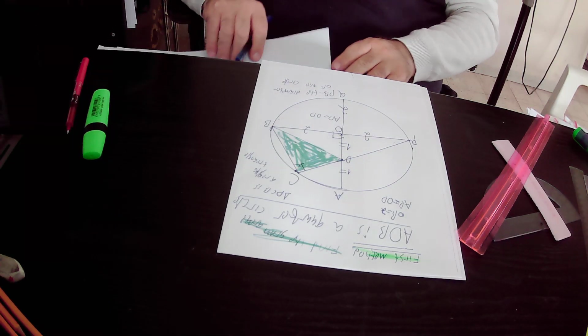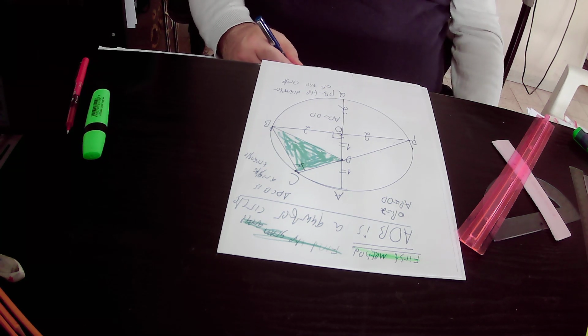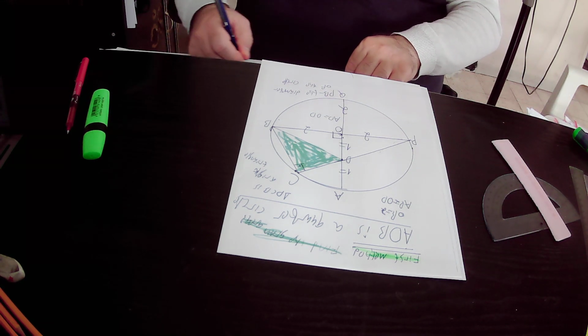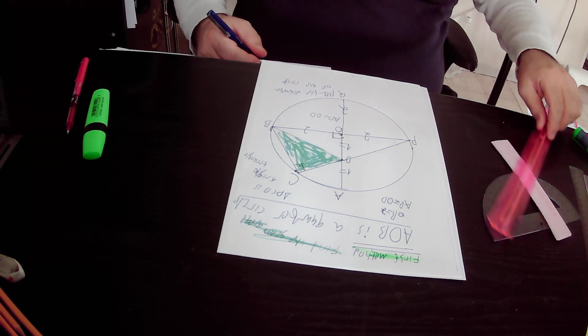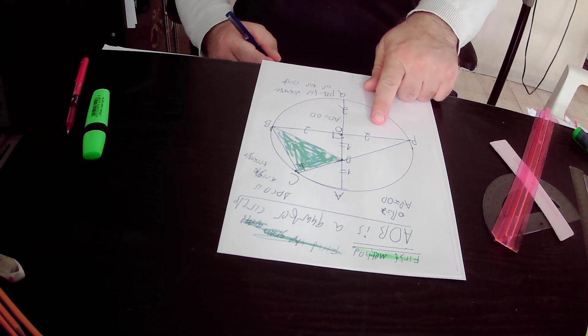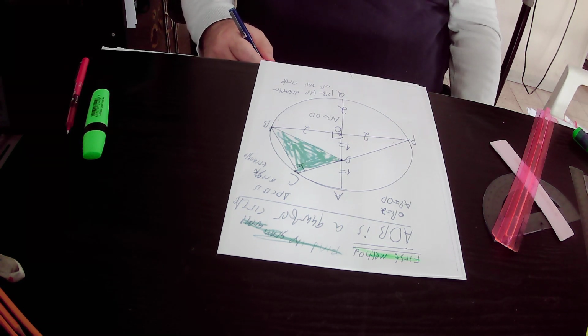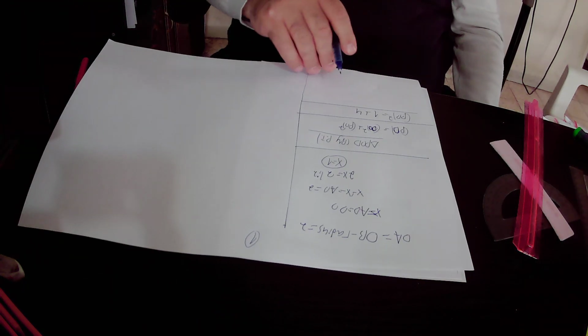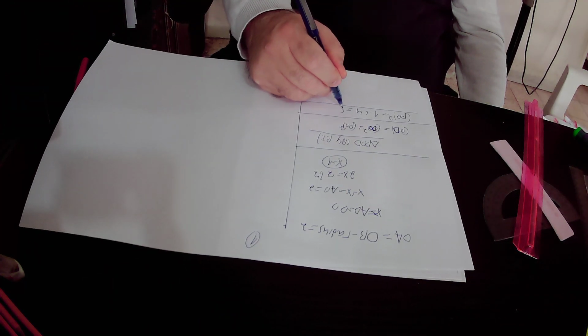So PD square equals DO square, DO equals 1, so DO square is 1 square, that is 1, plus PO square. PO equals 2, so PO square is 2 square, that is 4. So in conclusion, we found out that PD square equals 1 plus 4, that is 5.